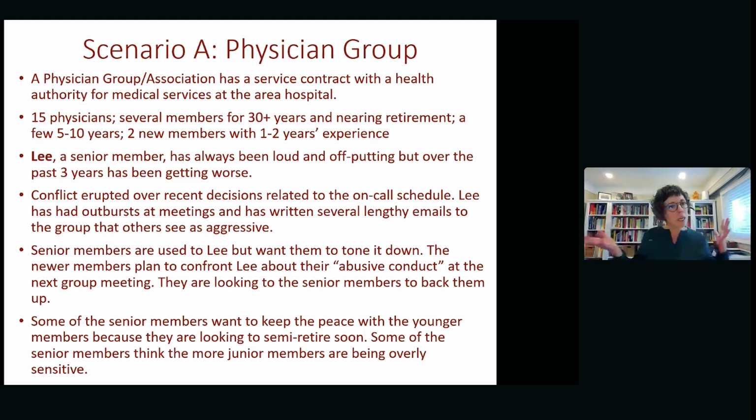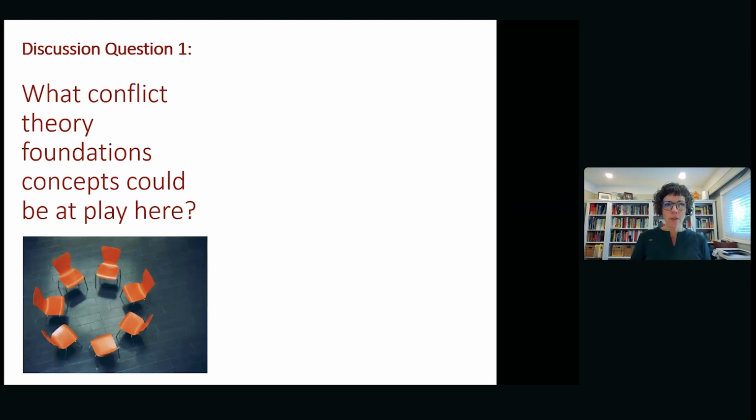It's an amalgamation of situations that I've been involved in working with physicians, and it's not intended to represent any particular situation, just a blend of things that I know that physicians are struggling with. So the first question is, thinking about conflict theory foundations, what ones might be at play in this situation?